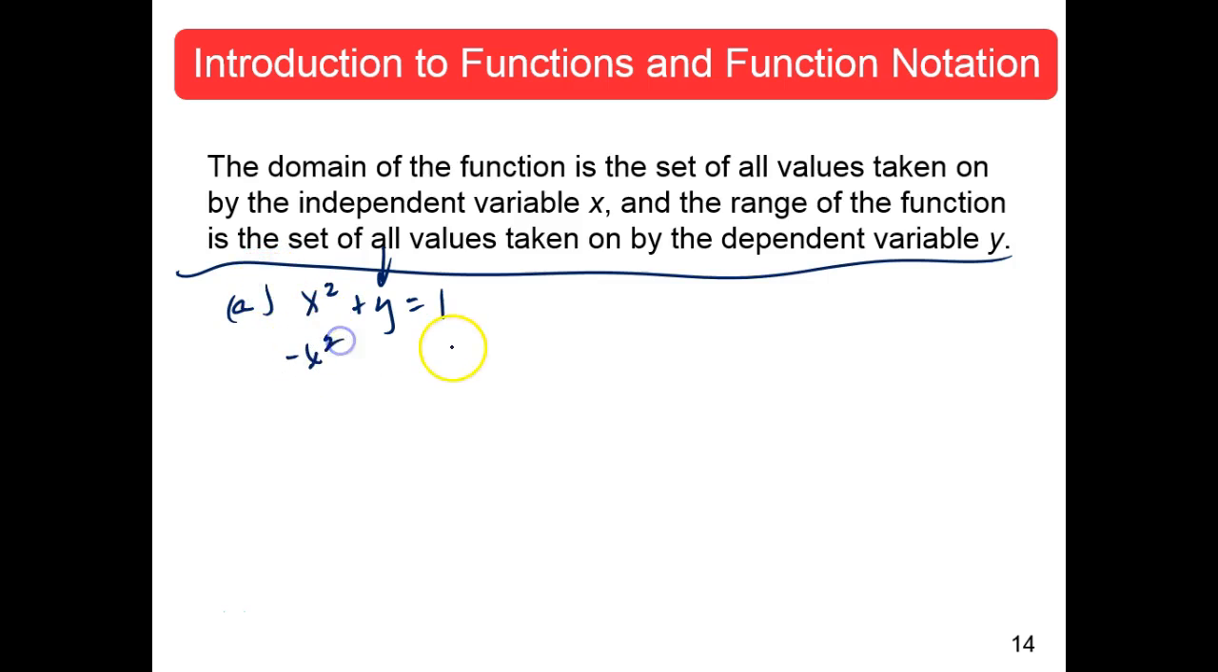Subtract x squared from both sides. And what does that give you? That goes to 0. Y is equal to 1 minus x squared. Perfect. And guess what? Now y is a function of x. Give me an x, it produces a y. Any x will produce a y. You did it. That is a function.